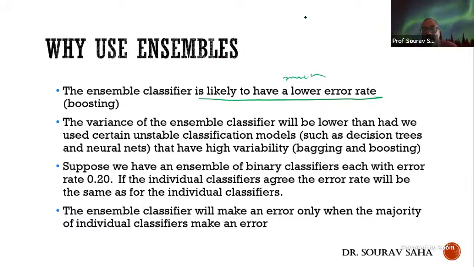So let's say you have three models, M1, M2, and M3. You are creating an ensemble out of those three models. An ensemble method you have created out of these three models, M1, M2, and M3. An ensemble classifier is what you have used. Now, when will your ensemble classifier make an error?